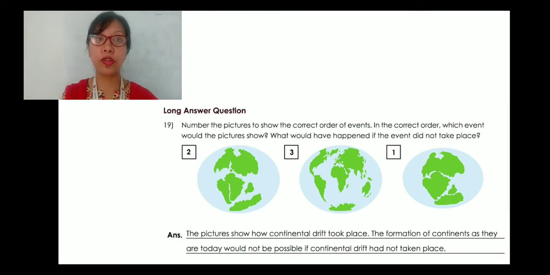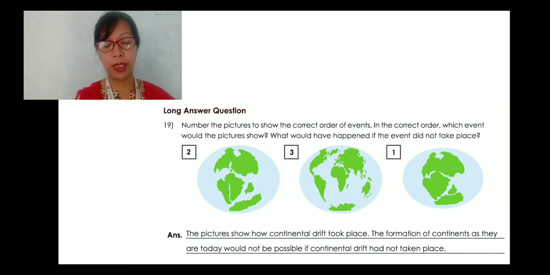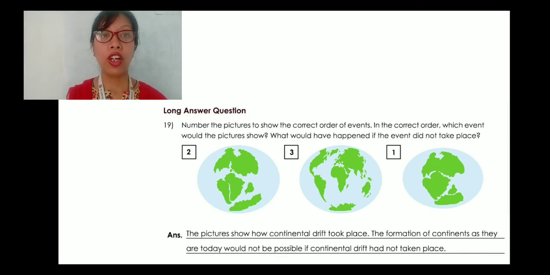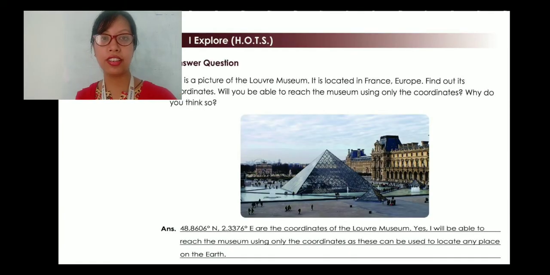Because this picture shows how continental drift took place, right? The formation of continents as they are today would not be possible if continental drift had not taken place. If continental drift would not have taken place, the current position of the continents would have never happened. It is only due to the moving of the plates that the current position of the continents has been placed. Clear? Now you can write the answer from here itself on the screen, okay?